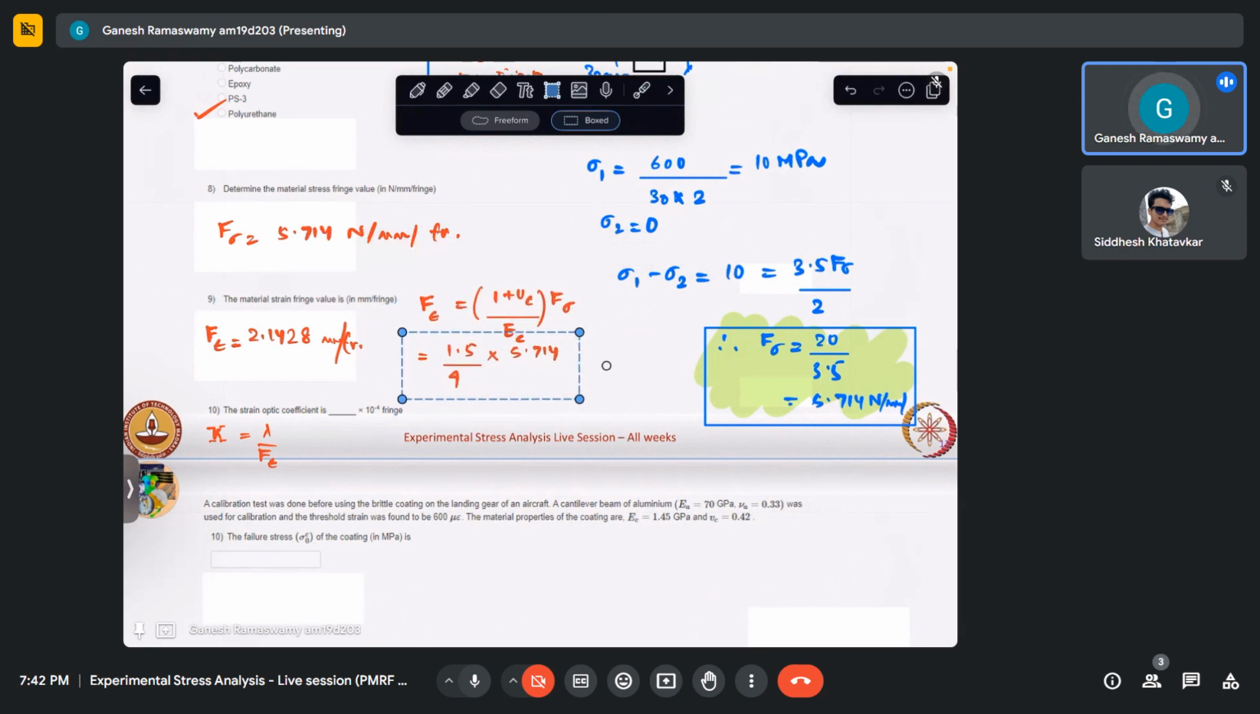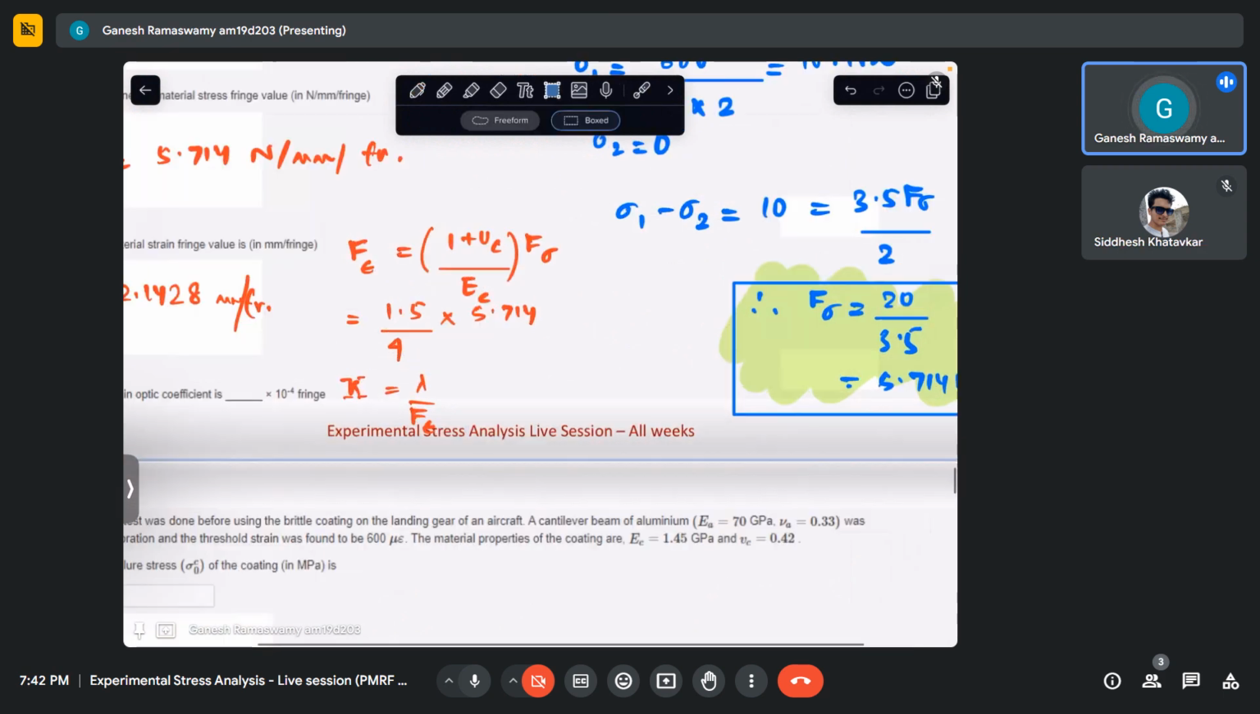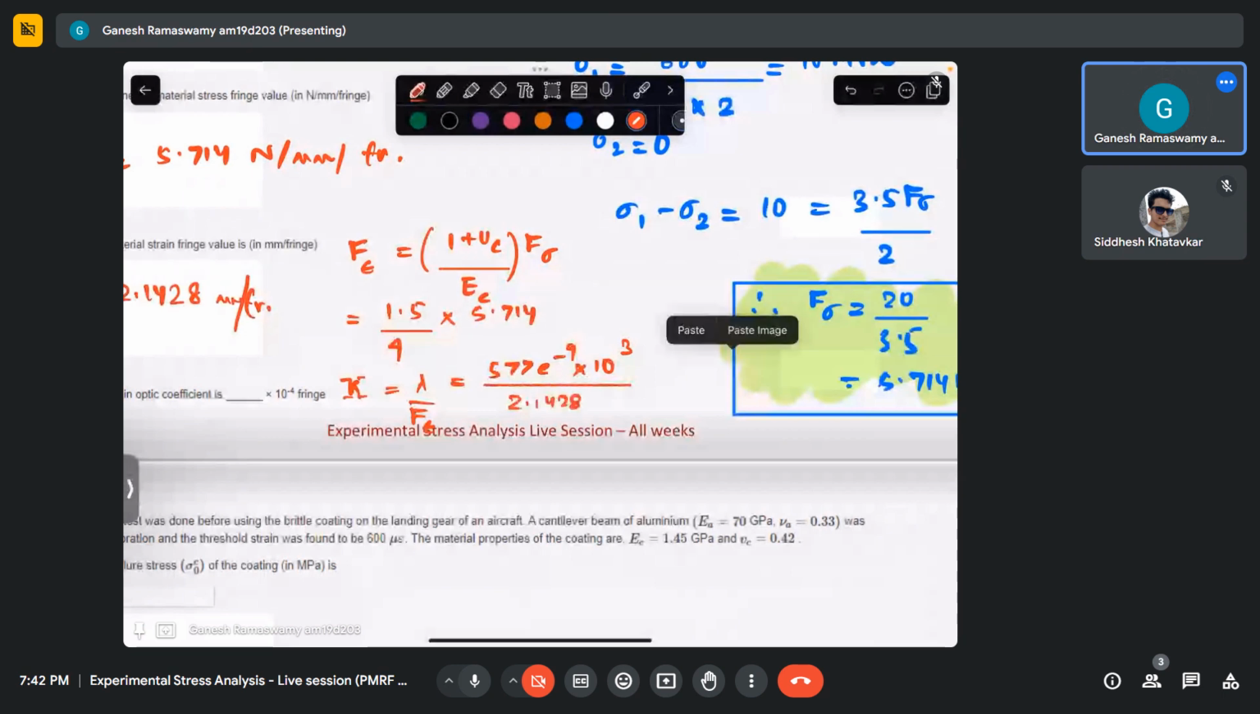So from here, it follows that K is lambda by F epsilon. So we can just calculate this quickly. This is 577 nanometers, which is 10 power minus 9 meters, into 10 power 3 millimeters, because this quantity is in mm, so we should be able to substitute that consistently. F epsilon is 2.1428. So what does this come out to be?